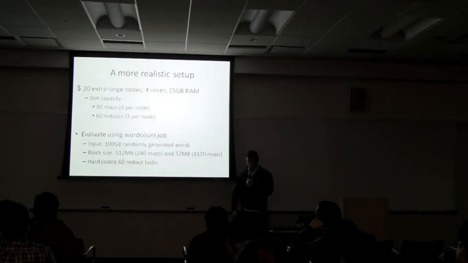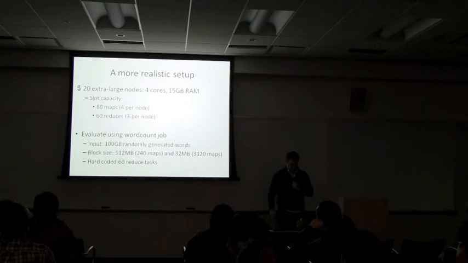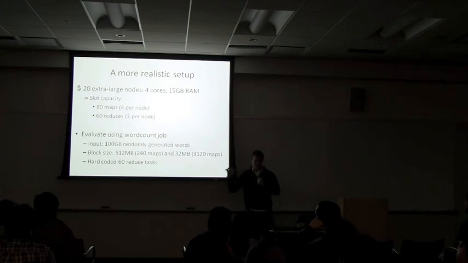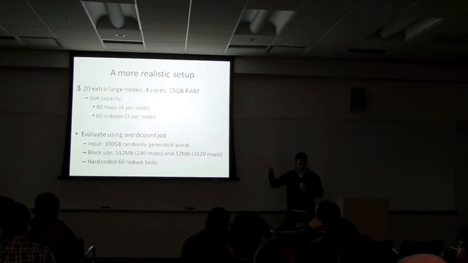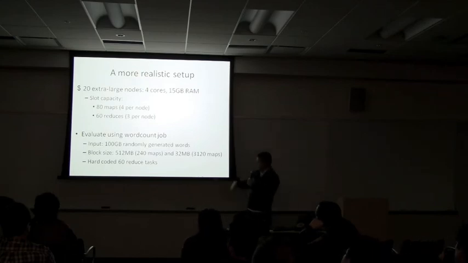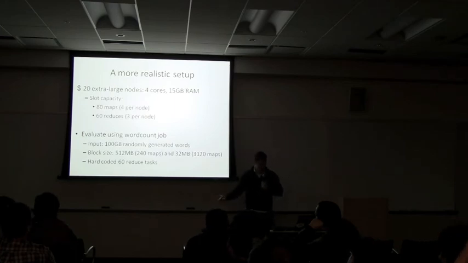A more realistic setup that I'm going to show you here made use of 20 extra large EC2 nodes. These nodes have 4 cores with 15 gigabytes of RAM. We configured the slot capacity to be 80 maps and 60 reduces, which is 4 maps and 3 reduces per machine. We evaluated using a word count job on 100 gigabytes of randomly generated words. Randomly generated, what should you think, is the combiner effective or not?